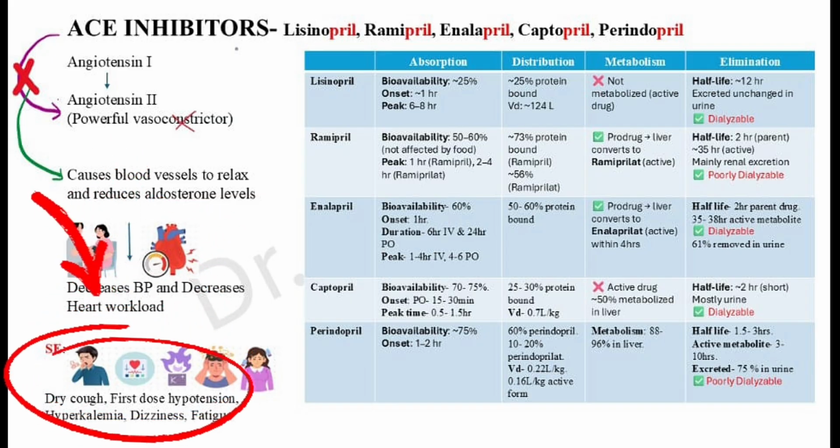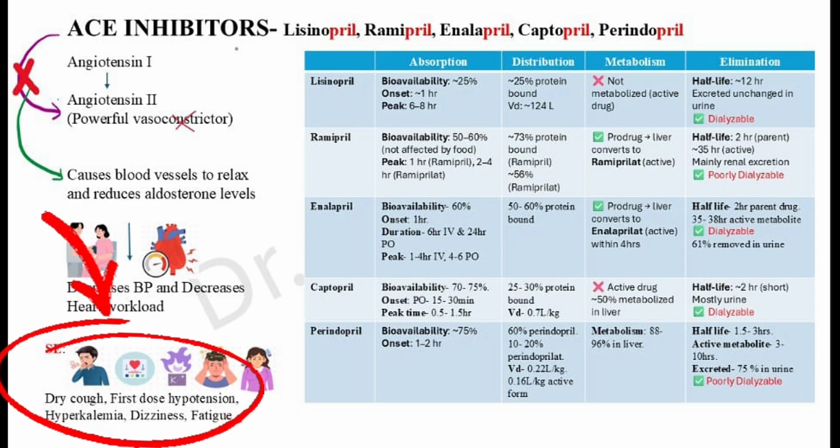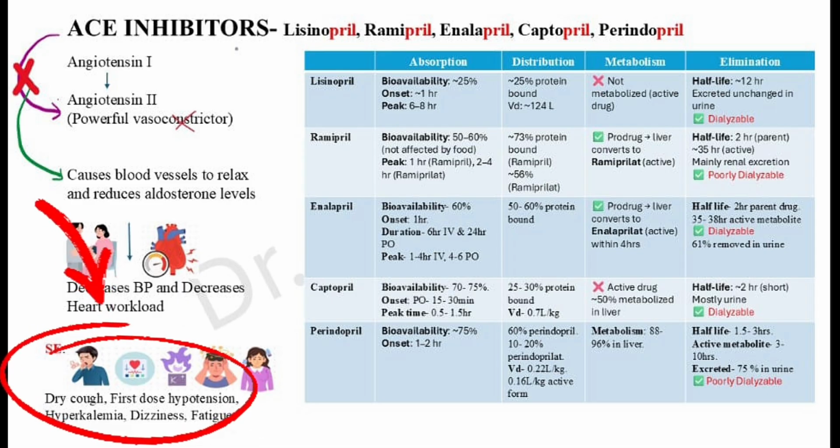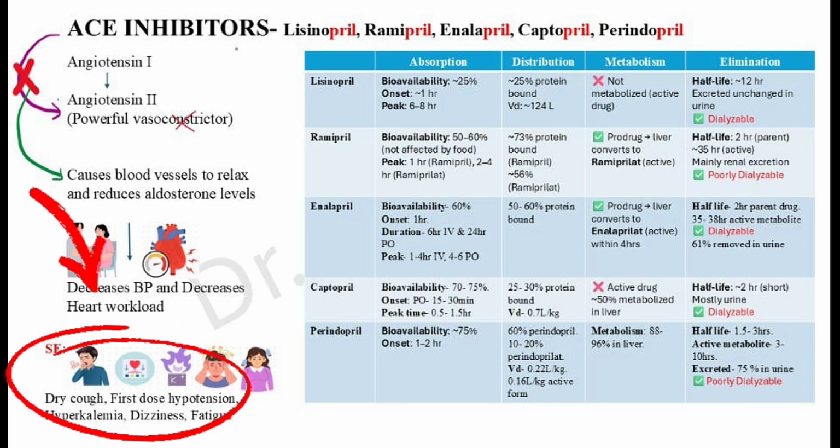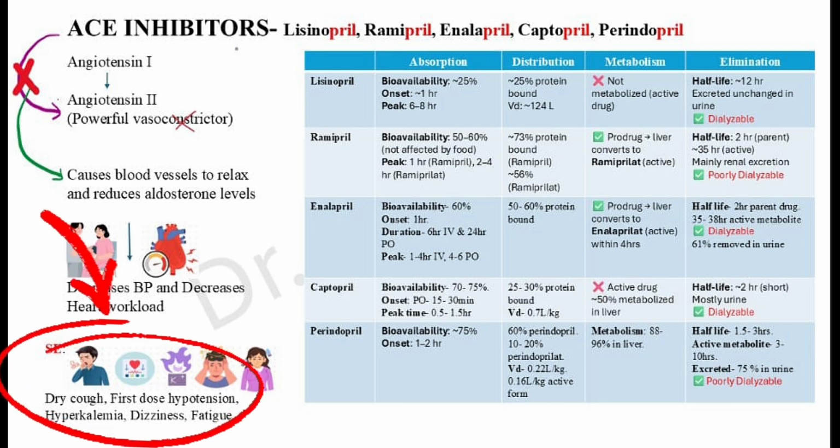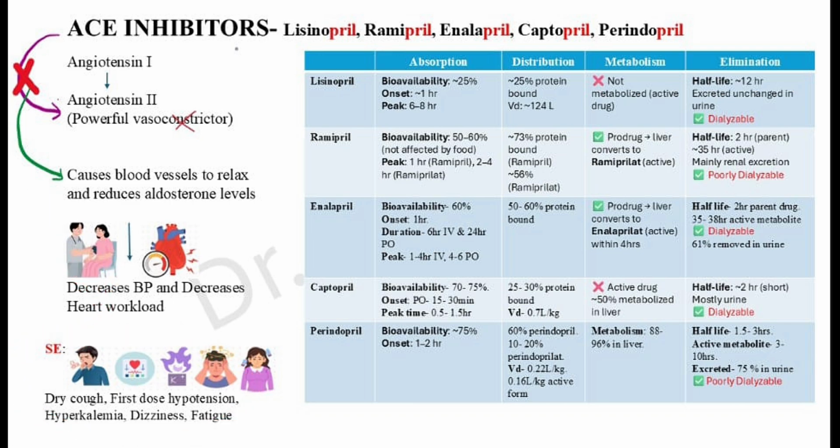Common side effects include dry cough, dizziness, hyperkalemia, and first-dose hypotension. They are widely used in hypertension, heart failure, and diabetic nephropathy. This table represents the major pharmacokinetic parameters: absorption, distribution, metabolism, and elimination.